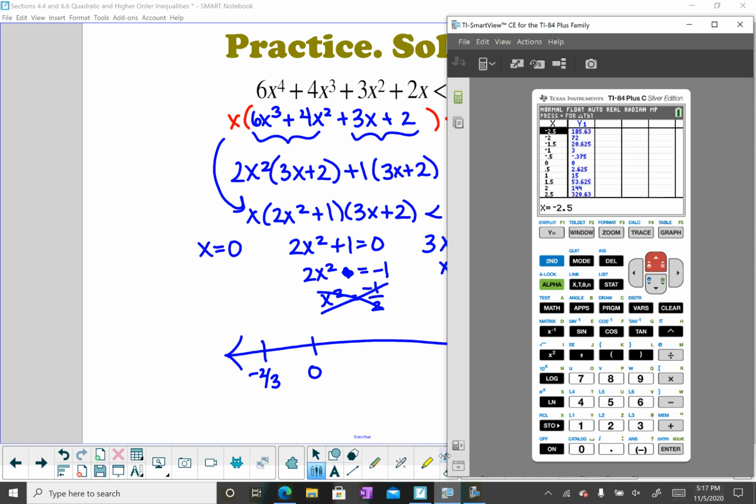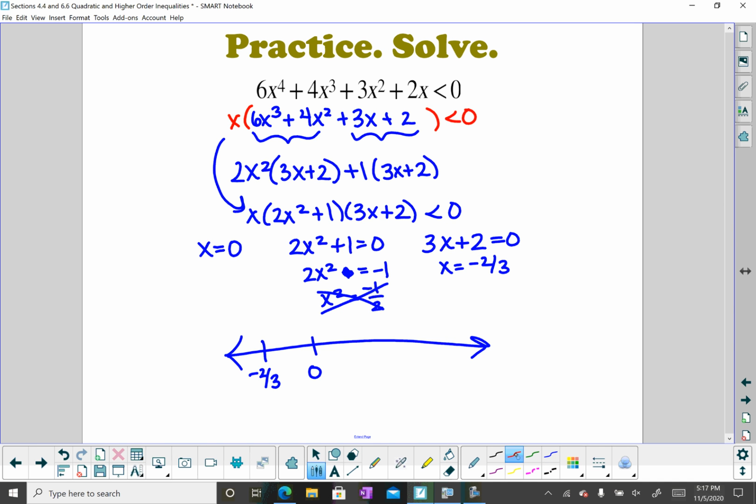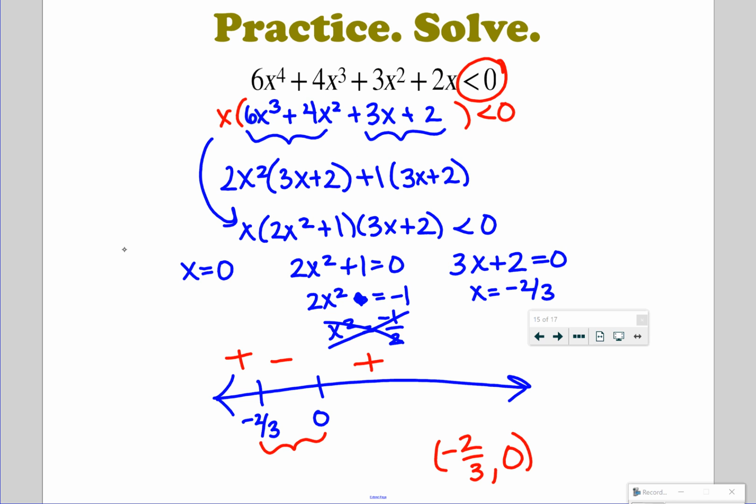So your signs in your number line should be positive, negative, positive. In this problem, you're looking for the values that are less than 0. So negatives, because it's strictly just less than 0, we do not include the breaking points. So your final answer here is -2/3 to 0 in interval notation.